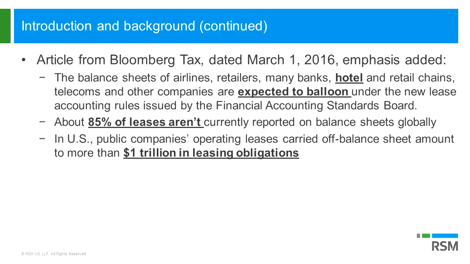A couple of facts: approximately 85% of leases are not currently reported on balance sheets on a global scale. So again, a quite substantial percentage of those. And in the U.S. alone, public company operating leases carried off balance sheet amounts in excess of $1 trillion. So, potentially on an individual basis, depending on different types of leases, it could have a substantial impact. And the aim is to give additional transparency to investors, lenders, etc.